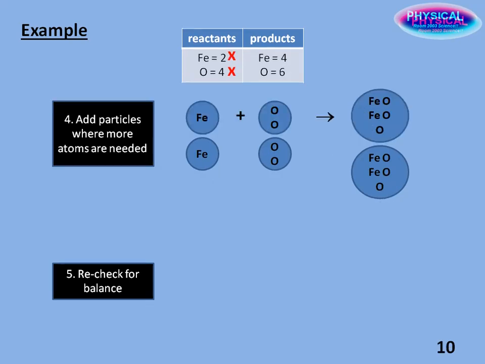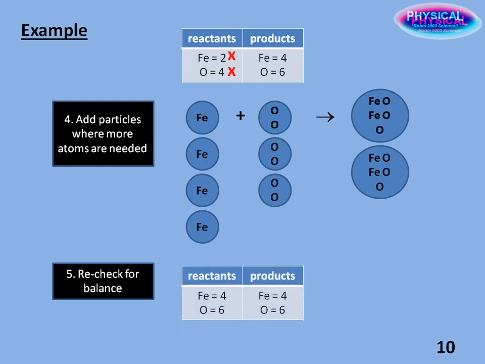So same check table at the top of the slide. We have to add particles. I'm low on iron, but in this case, I see that the difference is 2, and I can add single irons at a time. So I'm going to go ahead and add 2 iron particles, and I'm low on oxygen by 2. So there is my O2 particle. I'm going to recheck for balance, and lo and behold.